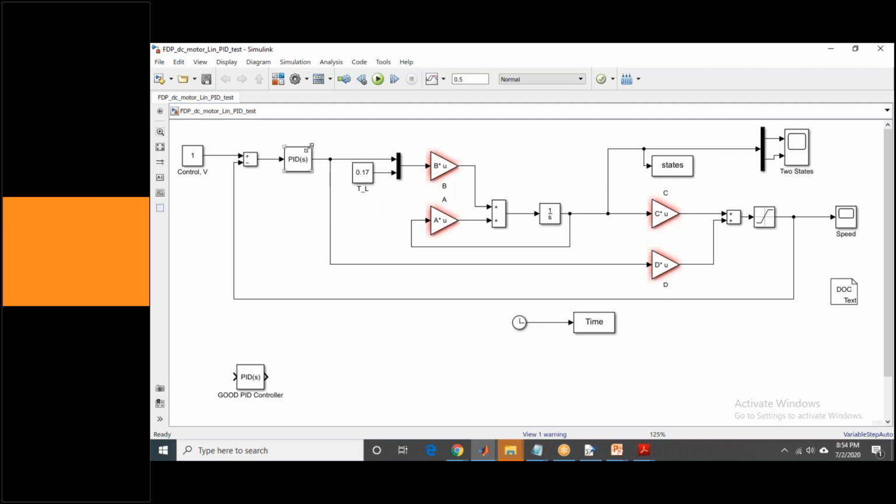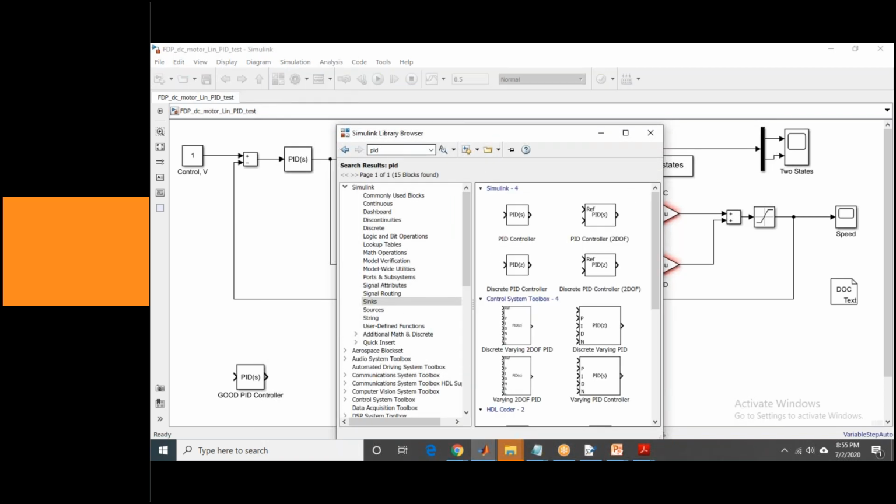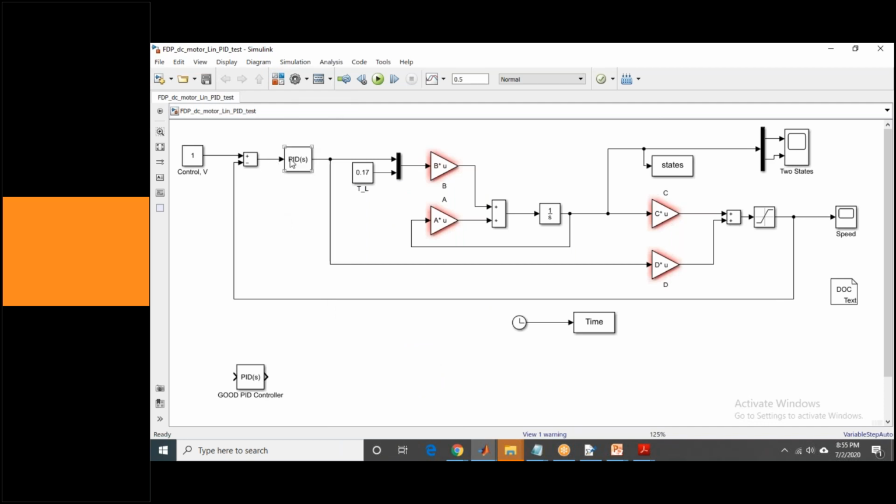How to get this PID block is quite straightforward. You go here and type PID. You get this PID block, drag it and connect it. So you connect this one. So this looks like a very standard PID controller.